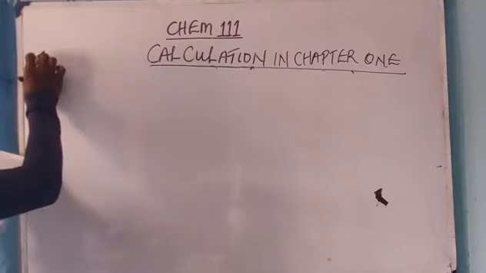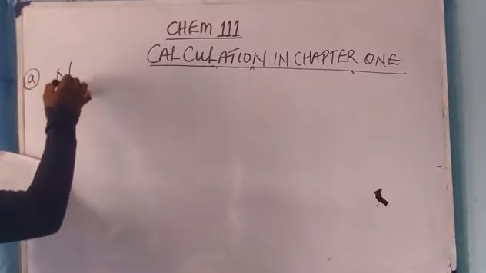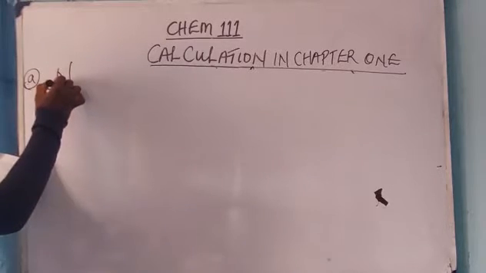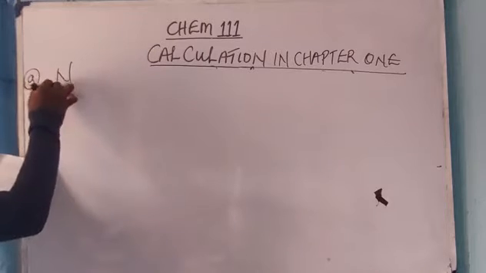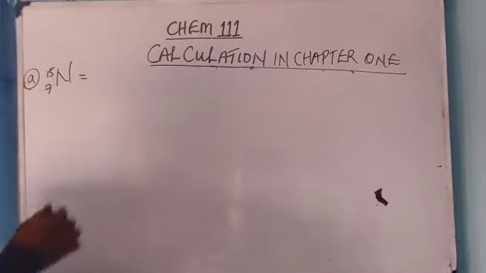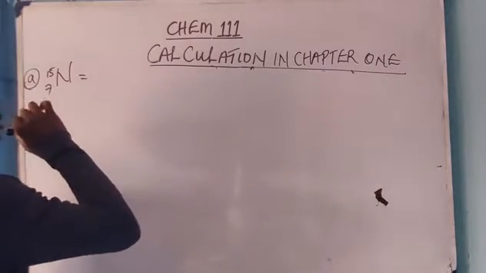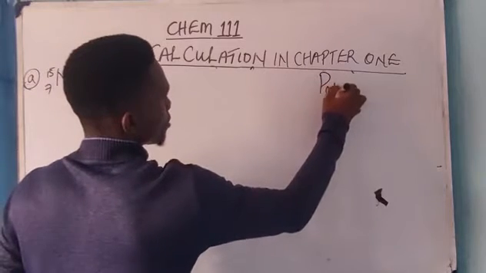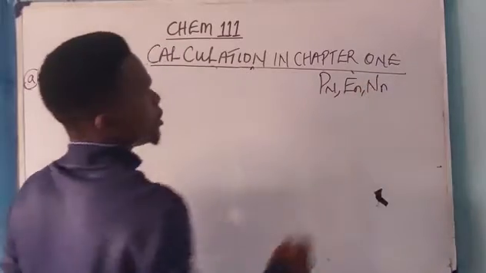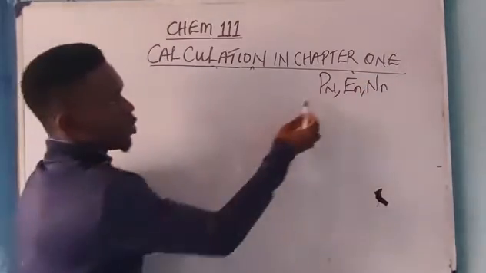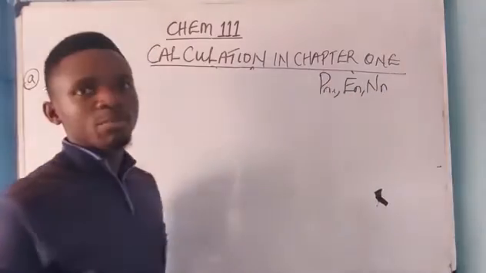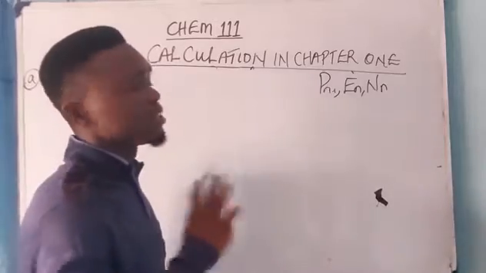Number 1, option A, I have nitrogen-15, with atomic number 7. You have to look for the proton number, electron number, and neutron number. Please take note of this. Proton number is the same thing as the electron number, and it is the same thing as the atomic number. They have the same value.